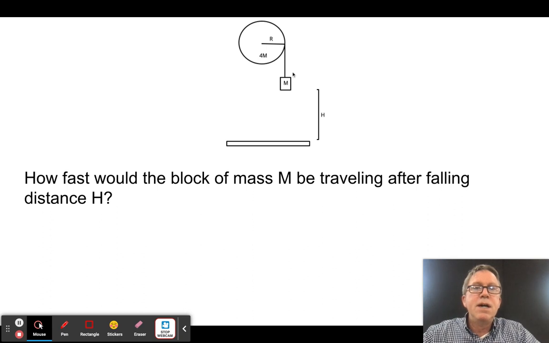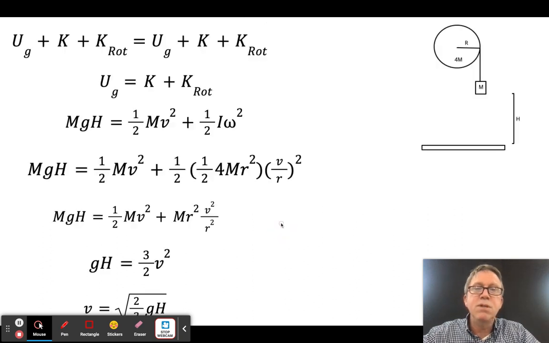Now I've got an object of mass m that is going to fall a distance h, and it's connected to a disk of mass 4m and radius r. What I want to know is how fast this object will be going when it reaches the ground, after it's fallen height h. If I just cut it, it'd be going root 2gh, but it's going to be doing something different here. So I'm going to do conservation of energy.